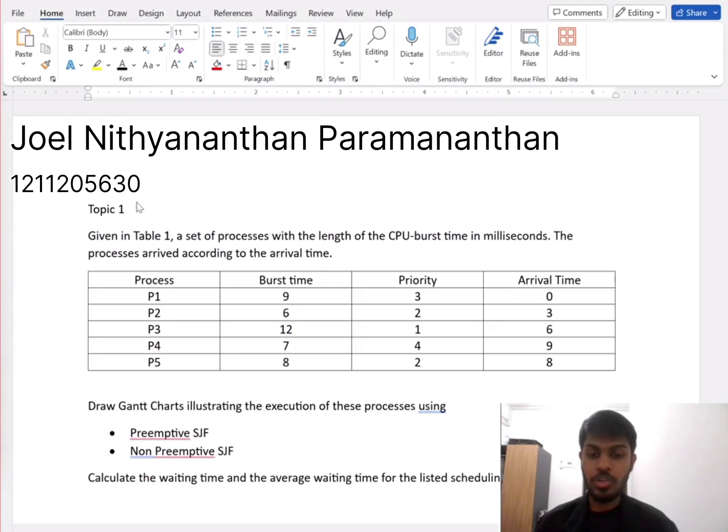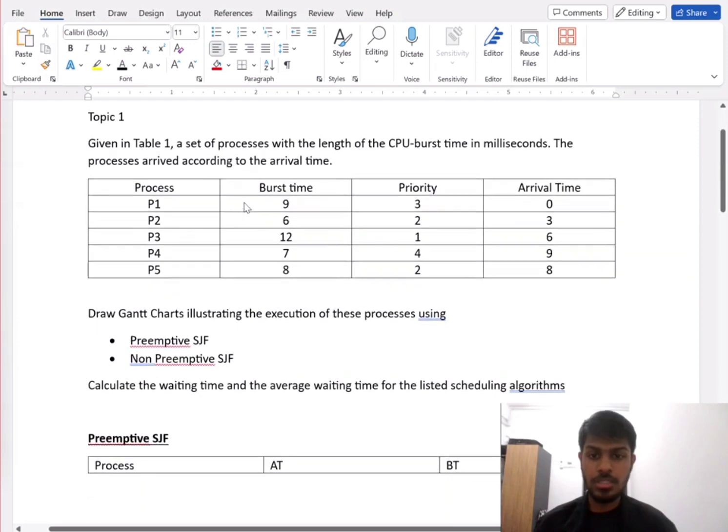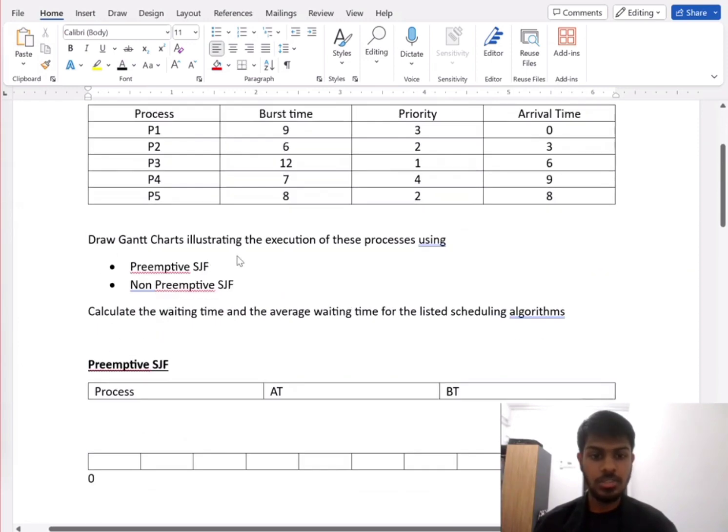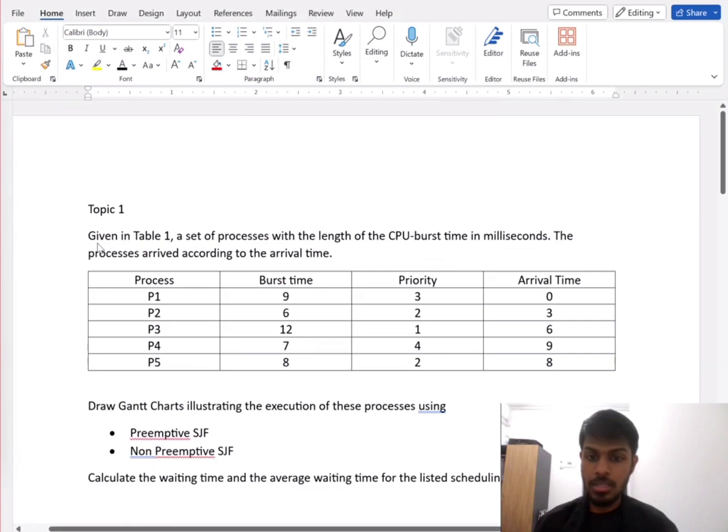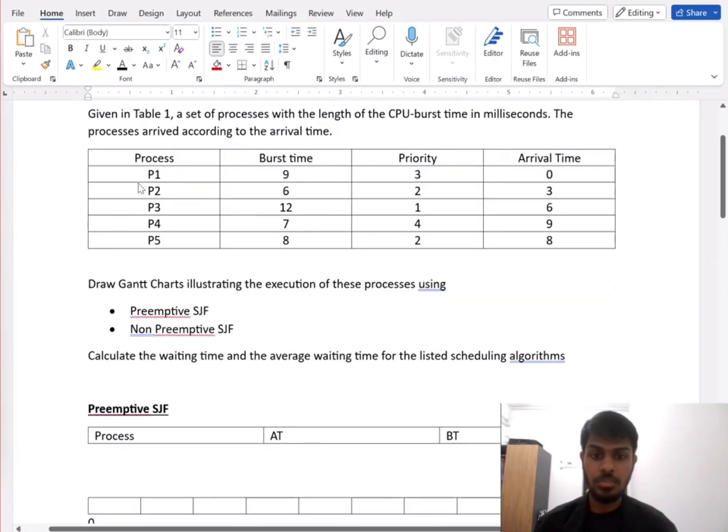And moving right into the presentation, topic 1, I'm required to create a question for scheduling algorithm and present the solution for the question. This is the created question, and I'm required to draw the Gantt charts illustrating the execution of this process using preemptive SJF and non-preemptive SJF. Given in table 1 is a set of processes with the length of CPU burst time in milliseconds. The processes arrived according to the arrival time. This is the table which has the process, the burst time, priority and arrival time.